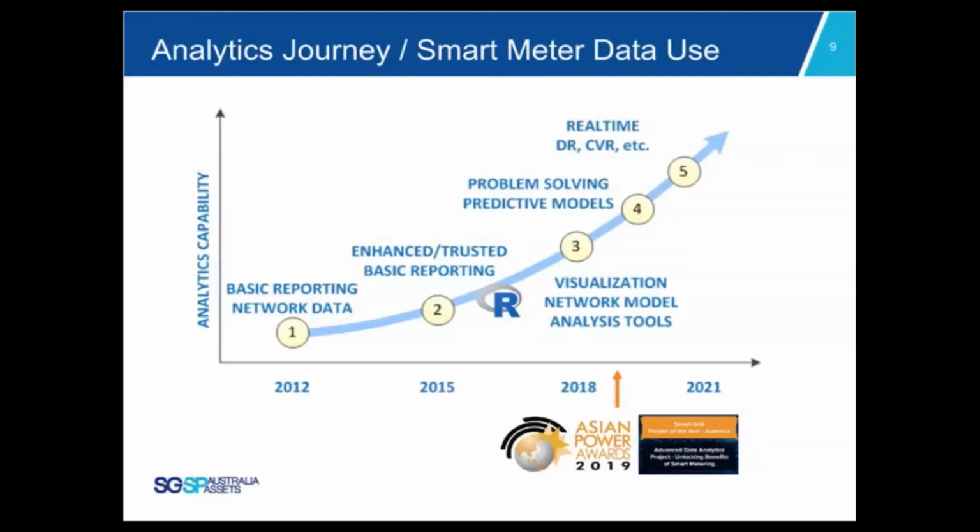It is very exciting that our data analytic work, unlocking benefits of smart metering, has been recognized and won the 2019 Asian Power Awards, Smart Grid Projects of the Year, Australian. In the future, once the data quality and the analytic platform have been improved, real-time applications like demand response can be realized.